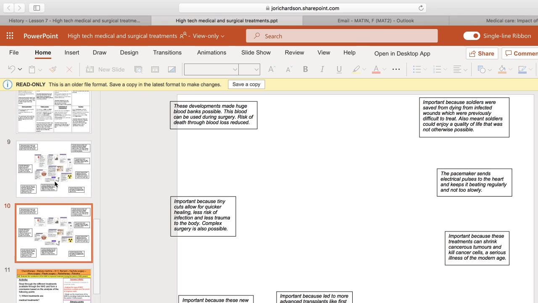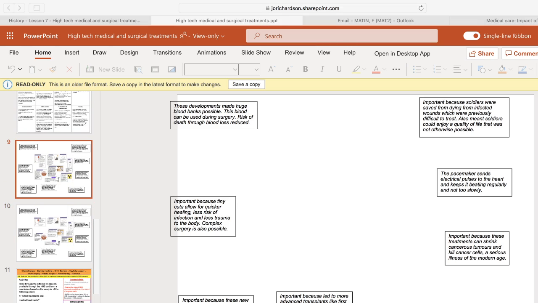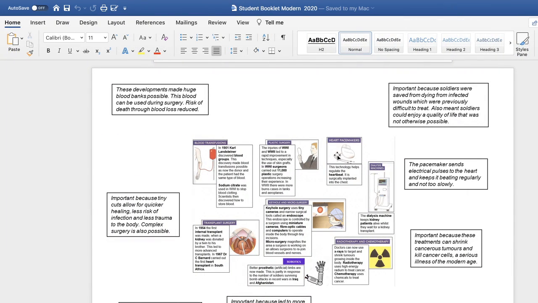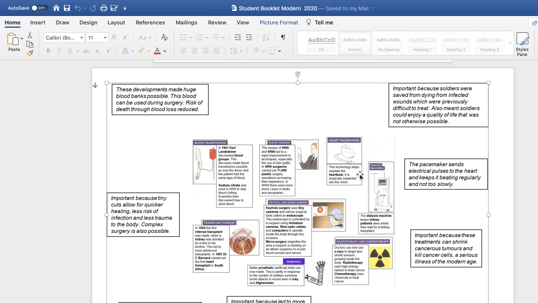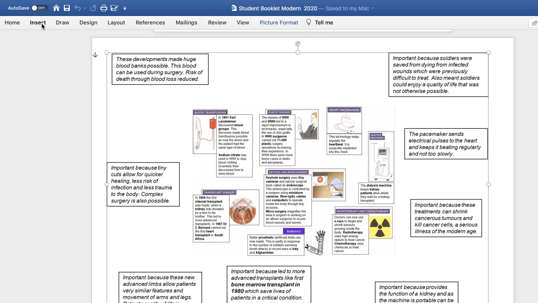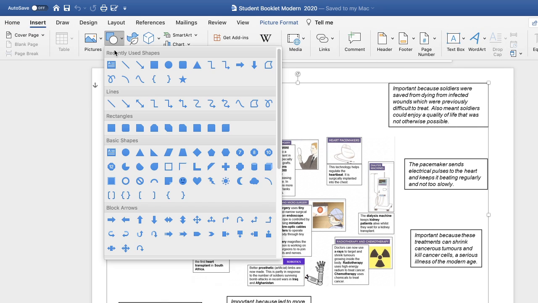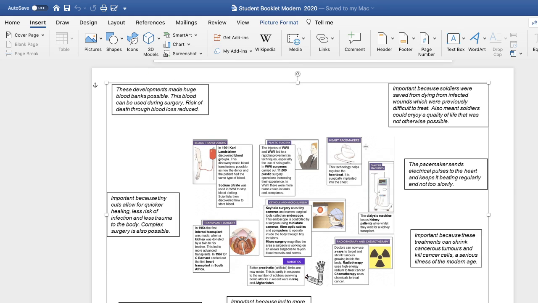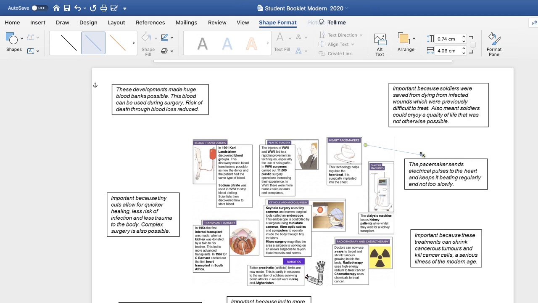Okay, that's frozen. So I'll go back on the booklet. So for example, I might see here, okay, heart pacemakers. This technology helps regulate the heartbeat. It is surgically implanted into the chest. So pacemaker is a treatment to regulate heartbeat. Now I would look around and think which one's talking about regulating heartbeat, which one's talking about pacemaker, and I would do an arrow. So you obviously should have your booklets on you, but if you don't, then you can just do the online copy. And do an arrow to explain which one links.